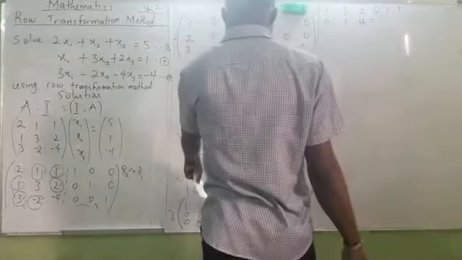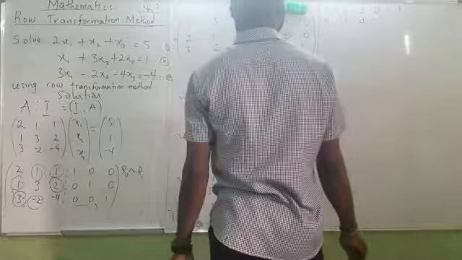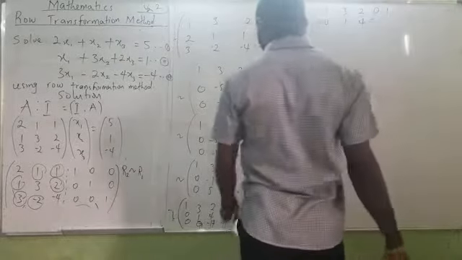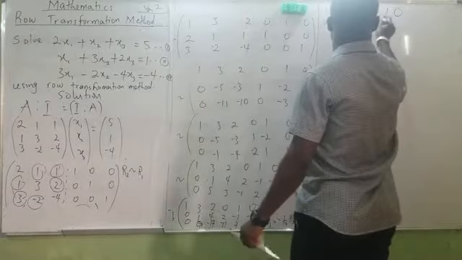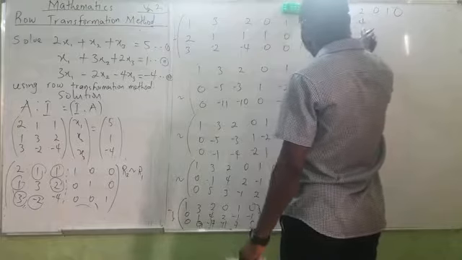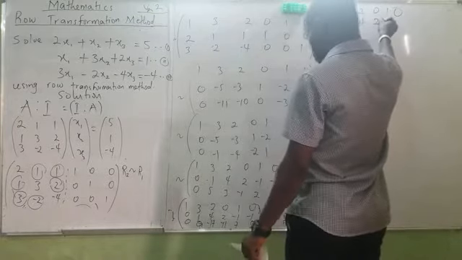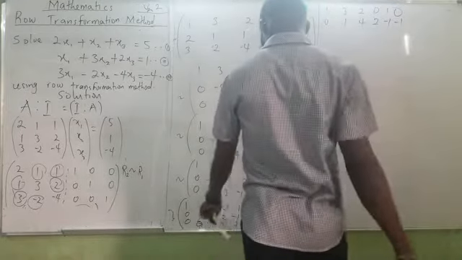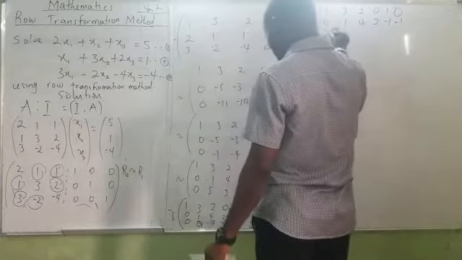The first one is 1, 0, 1. Okay. 1, 0, 1. This is going to be... and this one will be 0, 1, 4, 2, minus 1, minus 1. And the last one will be, I have 0, 0.